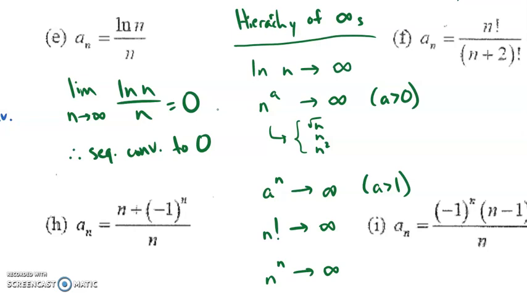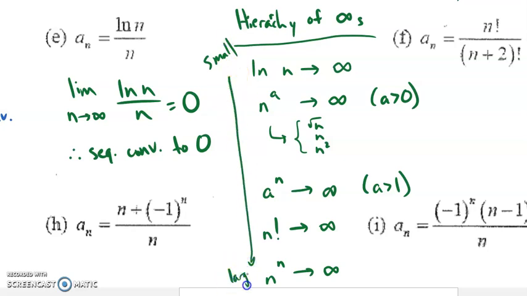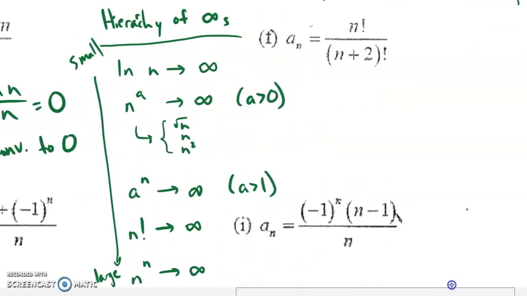So if you don't remember the hierarchy of infinities, you can use L'Hopital's rule, but good luck trying to take the derivatives of these, especially the n factorial. So I would recommend memorizing this hierarchy of infinities. This is from small infinities all the way to large infinities. Okay, and let's do one more example at least.